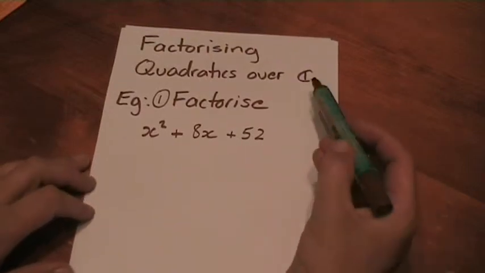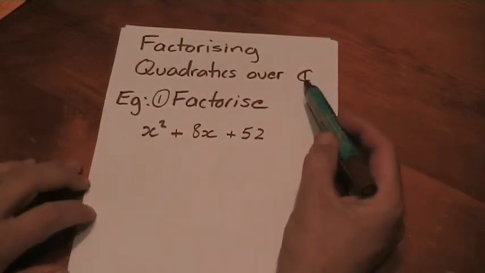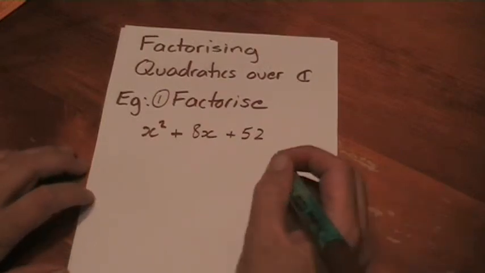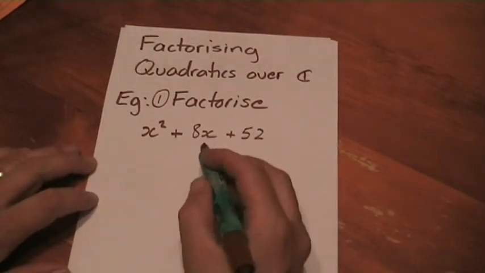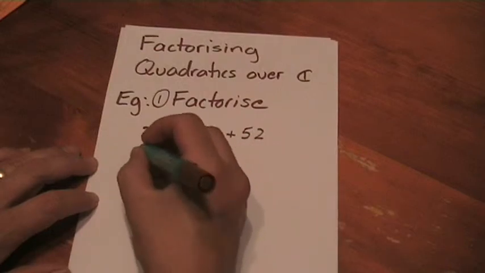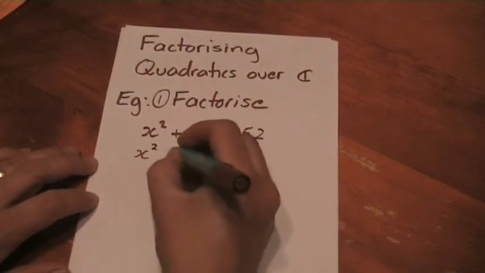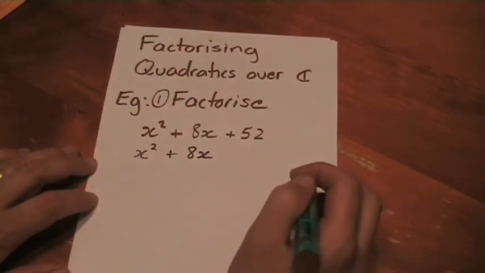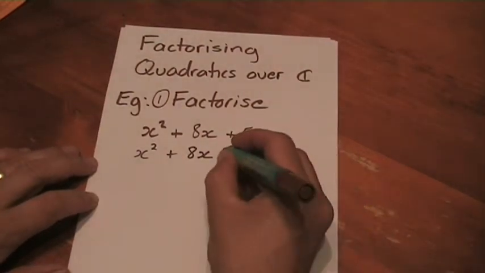Quadratics over C, which is the complex field. So to factorise a quadratic, we're first going to complete the square. So x squared plus 8x plus 52, I'll write that as x squared plus 8x, and I'll halve the 8, which is 4, and square it to make 16.